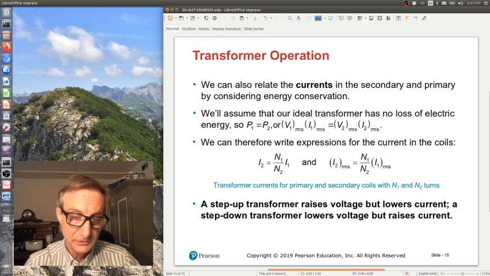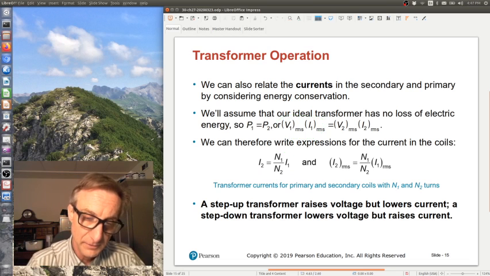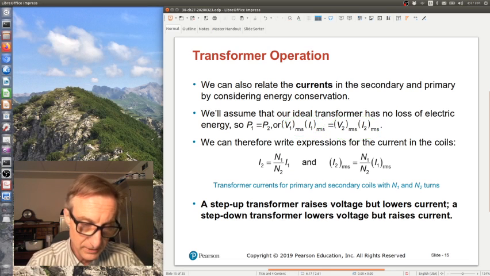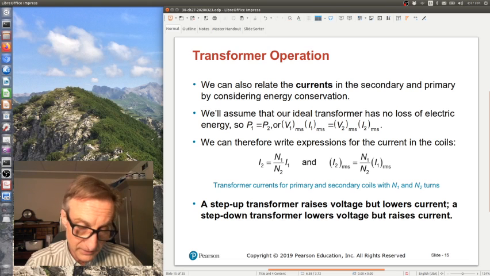So a transformer that steps up the voltage also steps down the current, so that the product of the two is a constant, which is the power. So here are the expressions then for the current. I2 RMS is equal to I1 RMS times the ratio N1 over N2. A step-up transformer raises voltage but lowers current. A step-down transformer lowers voltage but raises current.